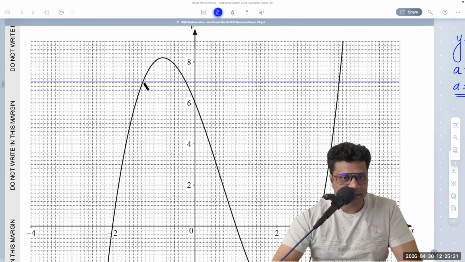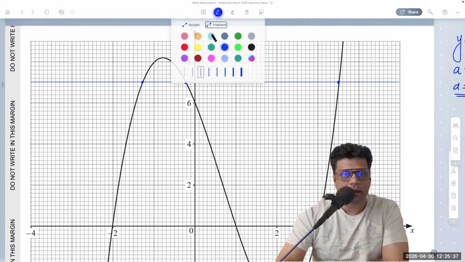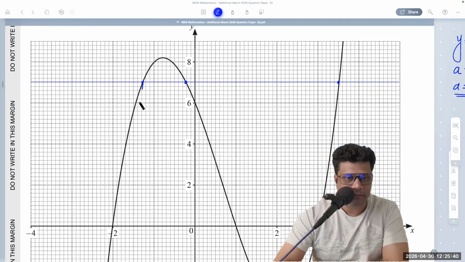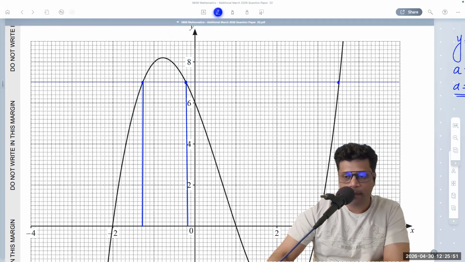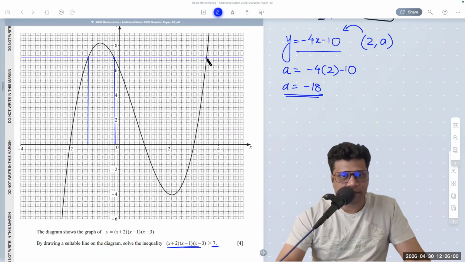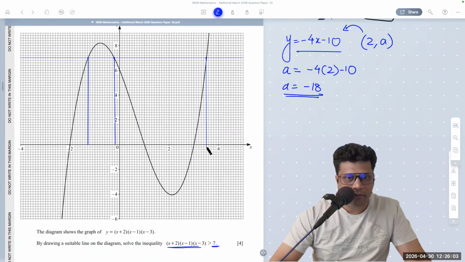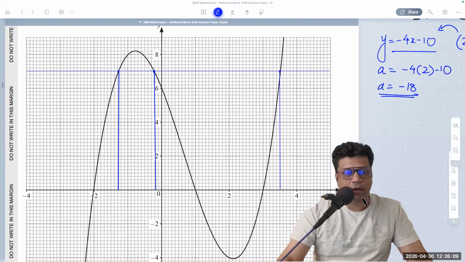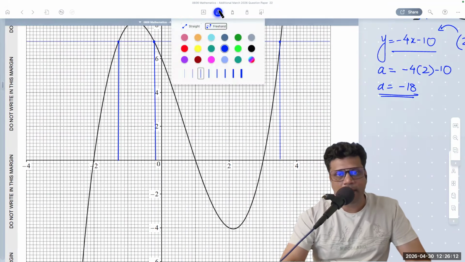Okay, so I'm going to read the coordinates of these points. There's this one, and this one. Let's see. This one falls down to somewhere there. This one looks like it's somewhere here. And this one, let's bring it like that. And this one seems to have come down to some point like that. So we're going to go read them now.